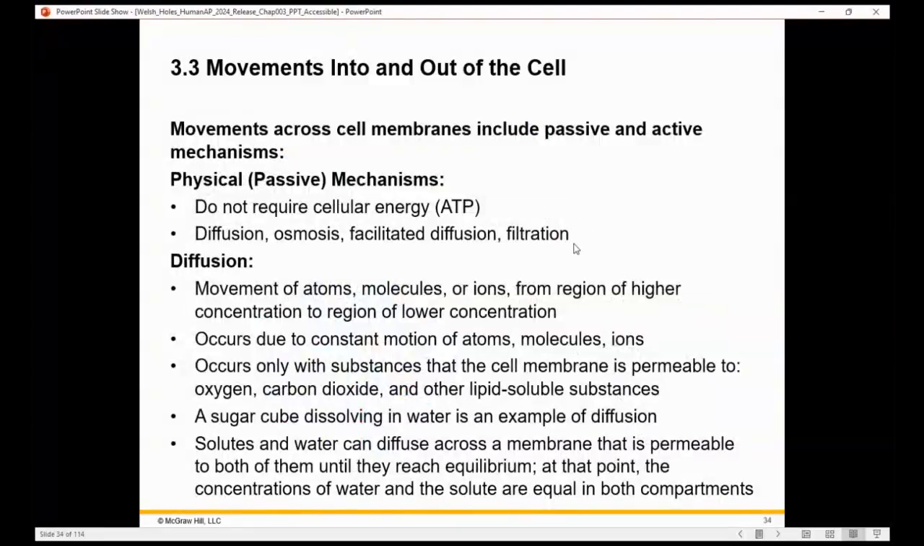Okay, how do things move in and out of a cell? This includes passive and active mechanisms. Physical passive mechanisms do not require cellular energy, or ATP. That's why we call it passive. Examples: diffusion, osmosis, facilitated diffusion, and filtration. And we'll talk about each of those.